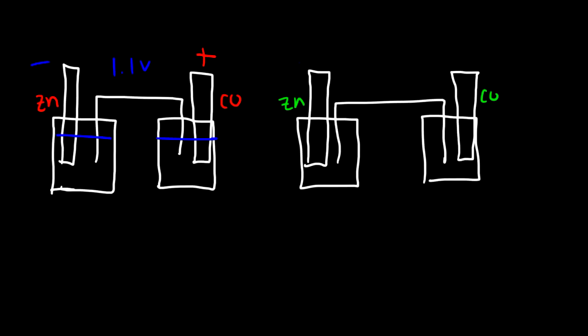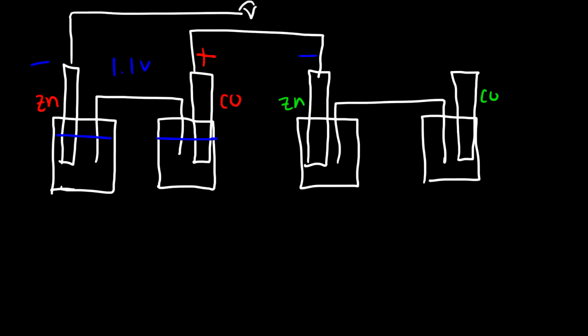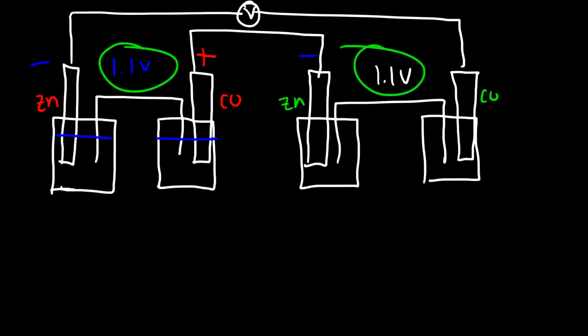So what we need to do is connect the negative terminal of the second battery to the positive terminal of the first battery. And so let's say if we connect the voltmeter across these 2 points. Now it's no longer going to read 1.1 volts, but rather it's going to read the sum of these 2 values. So it's going to read 2.2 volts.